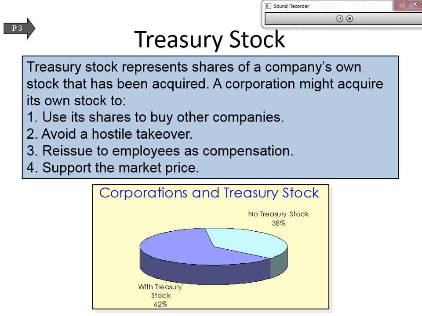Reissue to employees as compensation. Has anybody in here worked somewhere where you have gotten stock options within the company that you've worked for? That's one of those situations. A lot of the bigger corporations like Walmart and Target and places like that, they do that. They will purchase their own stock so they can turn around and sell it to employees of the corporation, because they know it'll continue to generate as long as the employee stays employed there and continues to contribute to it. And then support the market price. We talked about that previously.